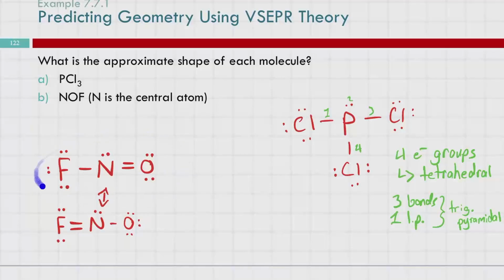And what about for NOF? How many electron groups do we have? How many separate groups do we have on nitrogen? Double bond counts as 1. It's 3. 1, 2, 3. So we've got 3 electron groups. What would that electron geometry be? Trigonal planar. That one is flat.